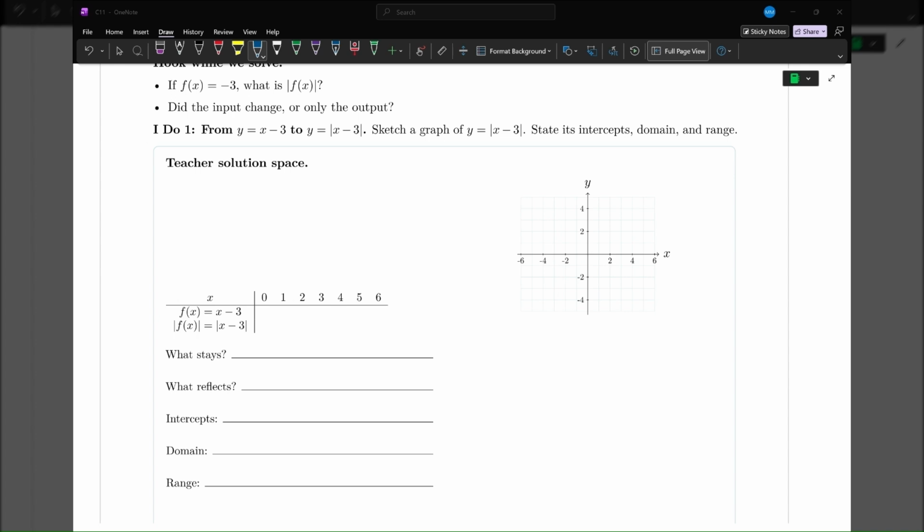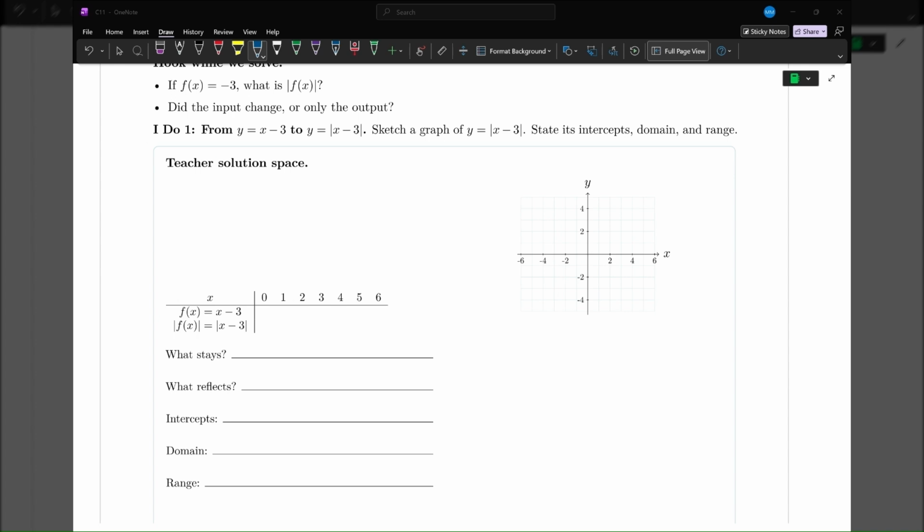So our prompt here is we're not going to take the absolute value of the input, back from the hook. The only thing the absolute value does is change the output. So our question is, if that output y value is already positive, do we need to do anything with it? So let's take a look.